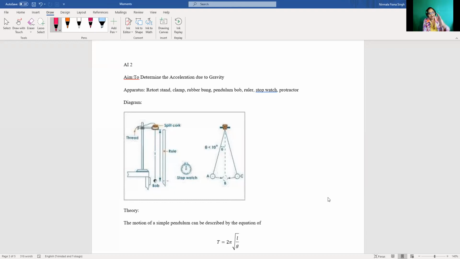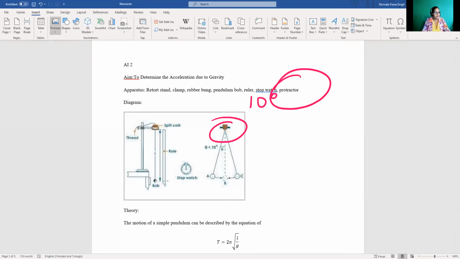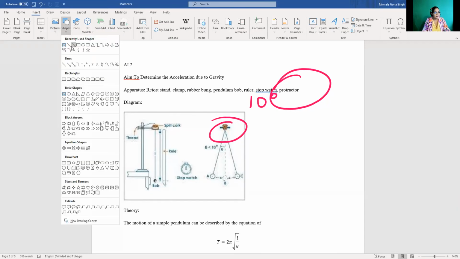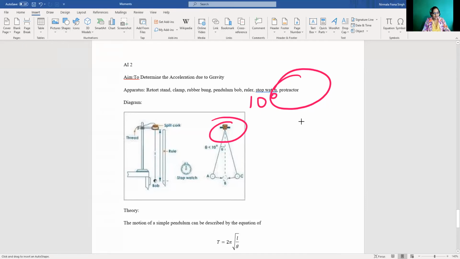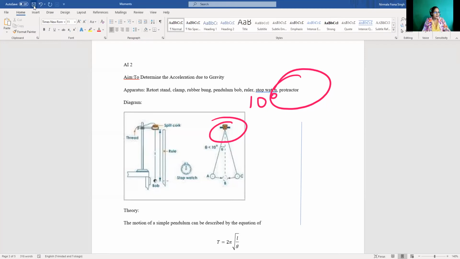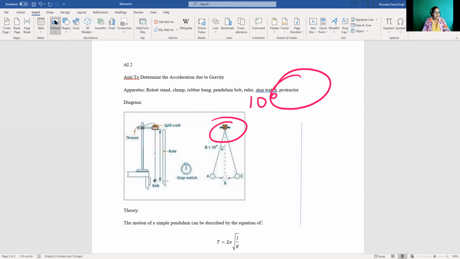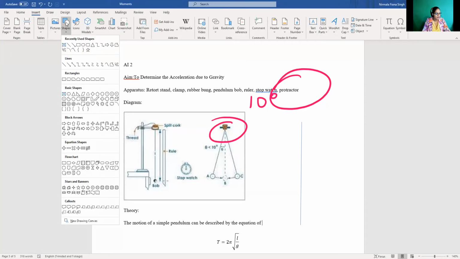So we're going to have it swinging back and forth. And what we want to do is use an angle of about 10 degrees. Now, how are we going to find an angle of 10 degrees? We use a protractor, right? Really nice and simple. So this is what you're going to do. All right, this is our pendulum. And we're going to get a protractor. We're just going to take our protractor. Let me see if I have a shape of a protractor.